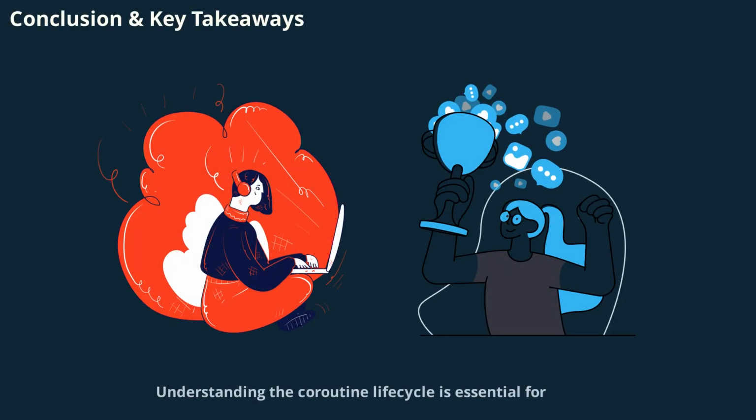Understanding the coroutine lifecycle is essential for writing robust and efficient asynchronous code in Kotlin. By mastering coroutine states, handling exceptions, and following best practices like structured concurrency, you can build applications that are both reliable and easy to maintain. Remember to manage parent-child relationships, clean up resources, and always monitor the state of your coroutines for the best results.